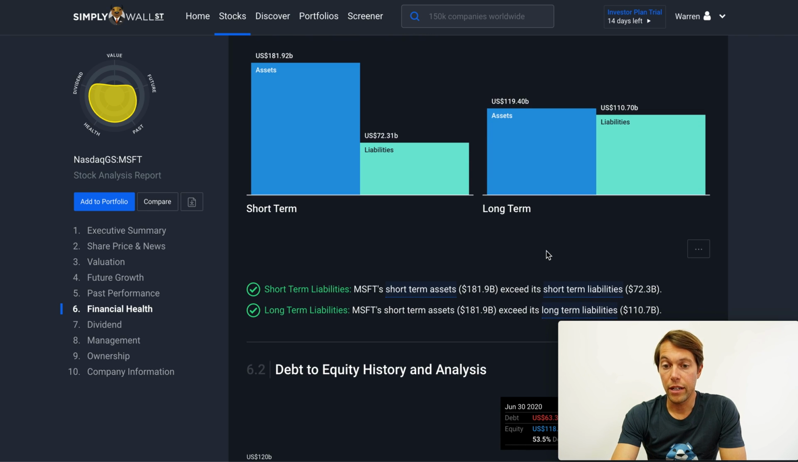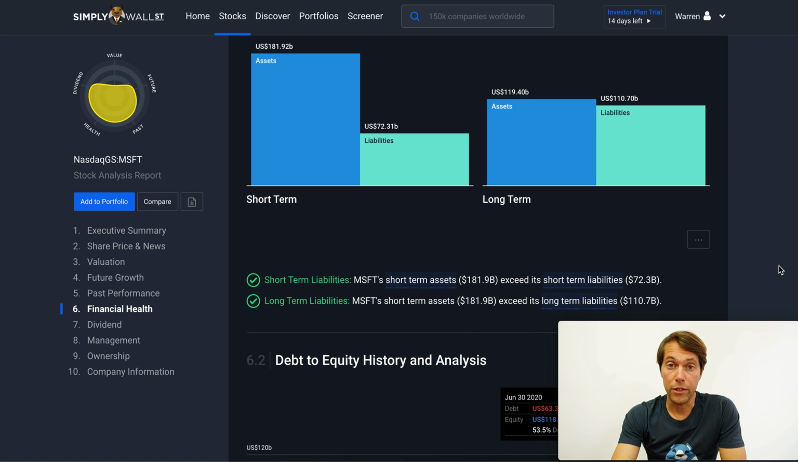And what we actually look for in our Snowflake checks here is coverage. We look for the short-term assets covering the short-term liabilities, and we look for the short-term assets covering the long-term liabilities, which is quite a conservative check, but some companies are able to achieve that.